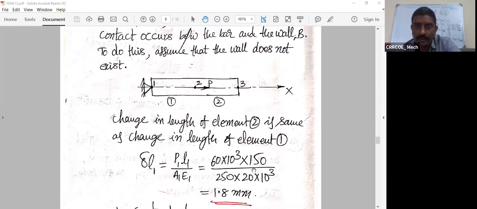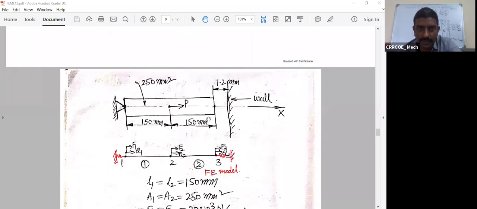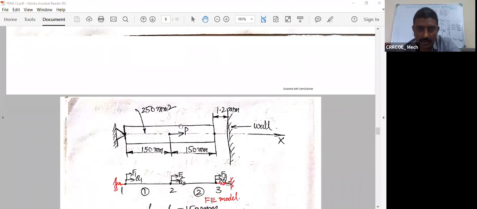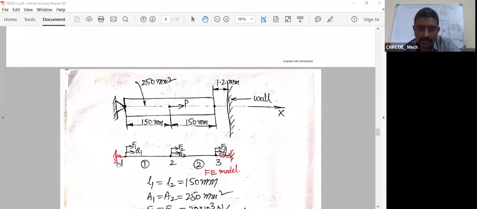So due to this load P, the contact will happen with the wall. Therefore we consider this gap as a specified displacement boundary condition in this problem. Here we have two specified displacement boundary conditions: at Q1, A1 is equal to 0, and at Q3, A3 is equal to 1.2 mm as the specified displacement.